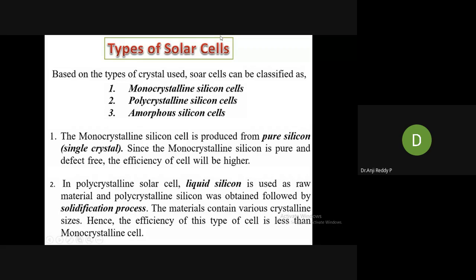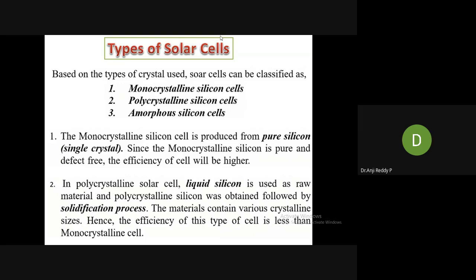You can observe what we are doing here. In the case of the monocrystalline silicon cell, we are using the pure silicon single crystal. We just dope the p-type and n-type material, and we can use it in the solar cell. Since this is pure and defect free, the efficiency should be higher. In the case of the second one, polycrystalline silicon cells, the raw material we are using is liquid silicon. Then how do we get that liquid silicon?